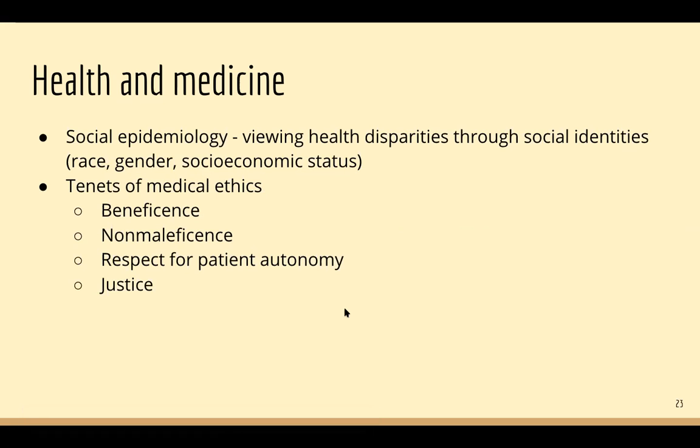And then a couple more terms. Social epidemiology is this idea that people have worse or better health outcomes and access to healthcare based on their identities, such as race, gender, socioeconomic status, neighborhood, and other things. So basically, just social identities affecting people's health.